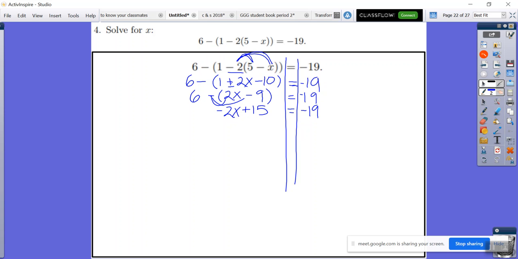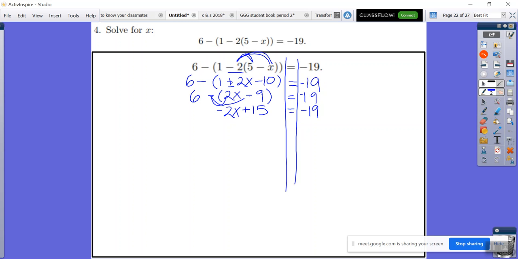Alright. Wait, but wouldn't it be minus 15? No, because you did it one way. I'm doing it a slightly different way. So 6 minus -9 is +15. Or you could multiply everything by -1, which would be 6 minus 2x plus 9. 6 plus 9 is still 15. Okay, so then we get -2x plus 15.